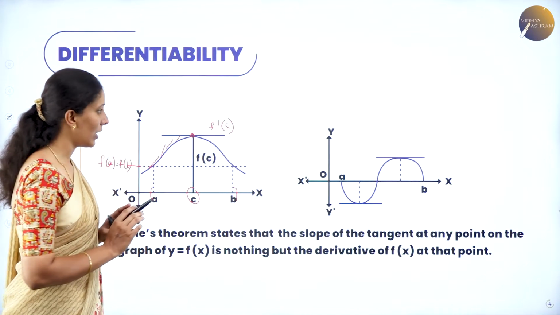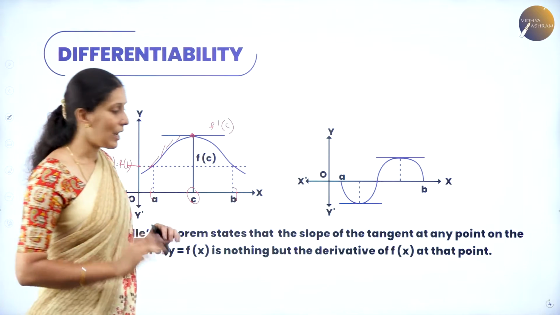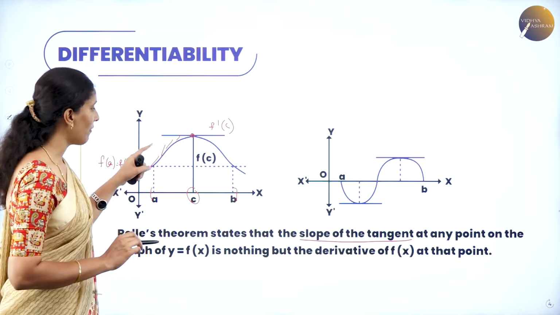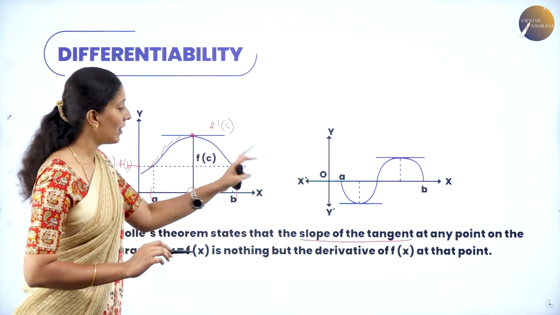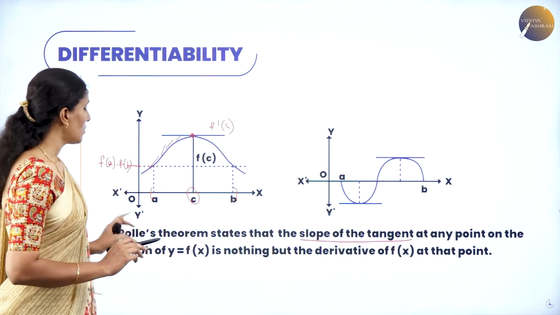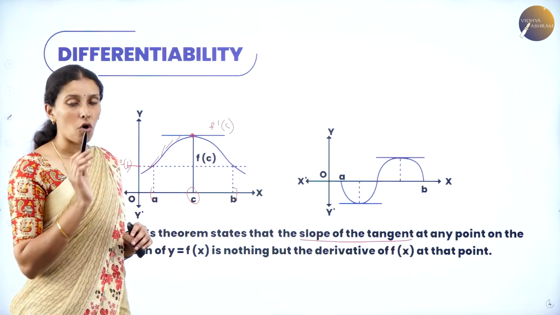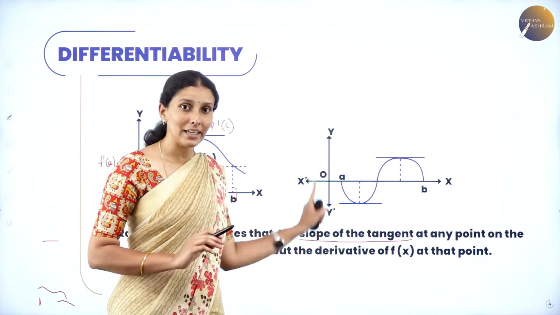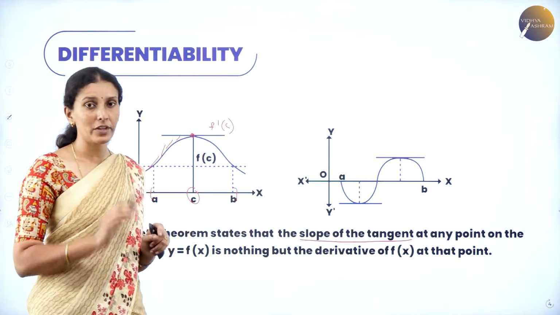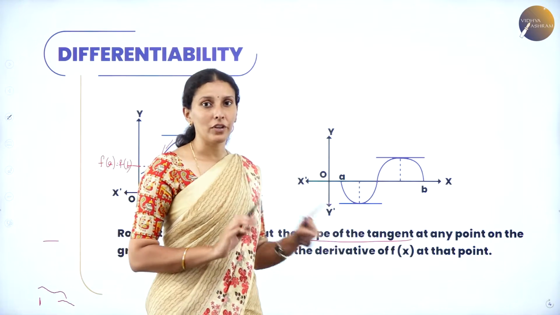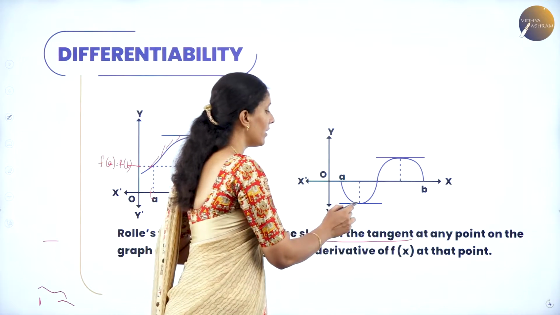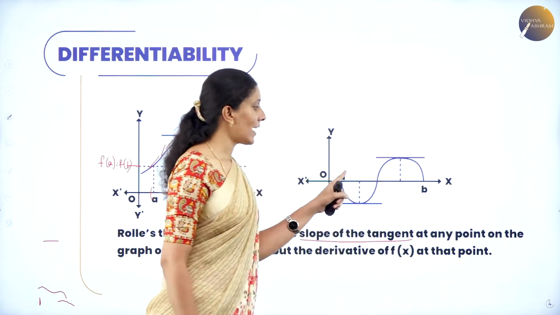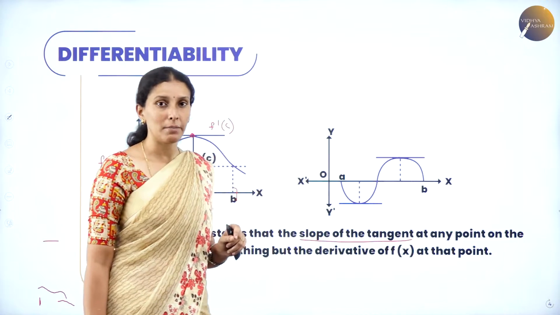Thus, what does the Rolle theorem say here? Rolle theorem states that the slope of the tangent at any point on the graph y is equal to f of x. Here I have taken an example of two simple graphs here. So, this is nothing but the derivative of f of x at that particular point. So, the slope of the tangent at any point on the curve y is equal to f of x always denotes the derivative of the function at that point. So, here we can see the tangent which is parallel to x-axis. So, here is actually the point existing where f dash c becomes 0.